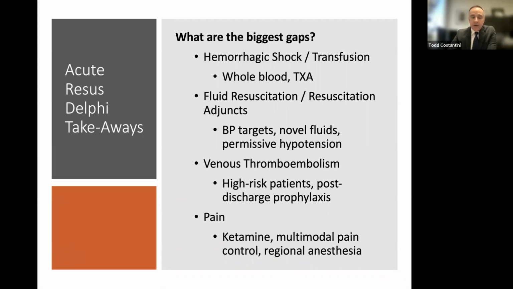We also had several questions related to fluid resuscitation and adjuncts. So again, what are blood pressure targets? Can we or should we develop novel fluids or factors that we can give patients to attenuate the inflammatory response, or have stockpilable medications that can alter trauma-induced coagulopathy? And again, the issues related to permissive hypotension and what that actual goal should be in different populations.